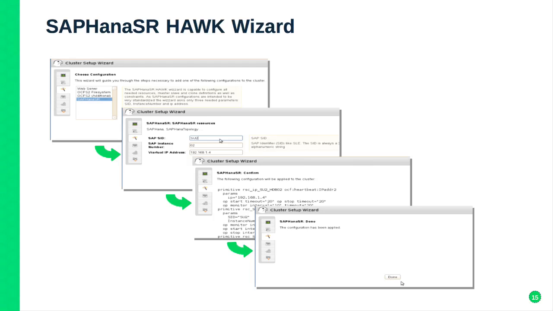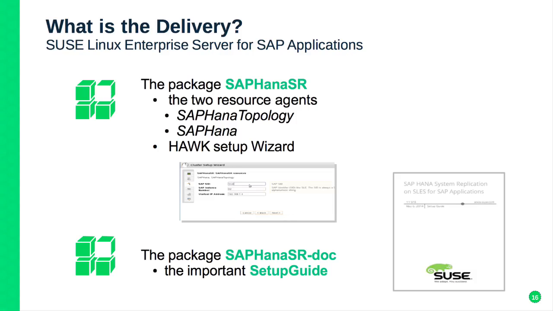And it's really a very simple step, 4 steps. The only thing you need to enter is the SAP system ID, the SAP instance, and the virtual IP address. So only 3 parameters, and then the wizard generates the rules for the cluster and pushes them to the cluster. It's all delivered in the SUSE Linux Enterprise for SAP. It's not in the HA extension because it's dedicated to HANA and SAP. The resource agents, the wizard, and also a guide on how to set this up.